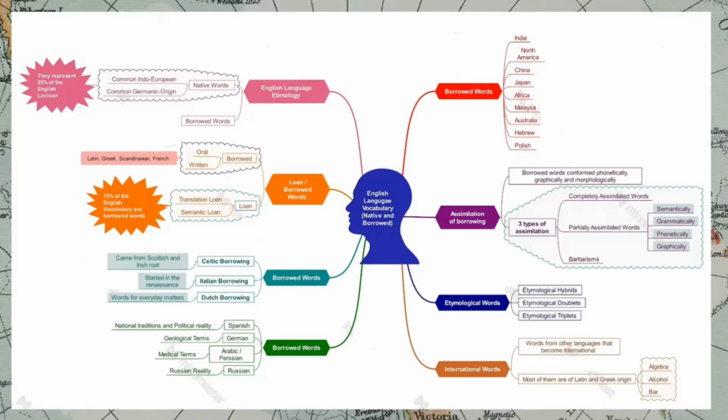Then we're going to jump to the topic of assimilation of borrowing, in which we're going to give a small definition plus the three types of assimilation, which are completely assimilated words, partially assimilated words, and barbarisms. Then we're going to go to etymological words, in which we're going to explain the hybrids, doublets, and triplets types of words. And finally, we're going to conclude with international words, with a small definition and some examples.